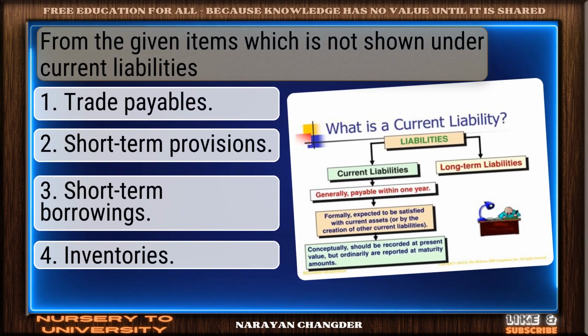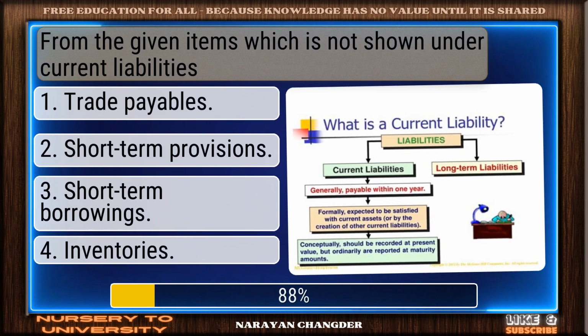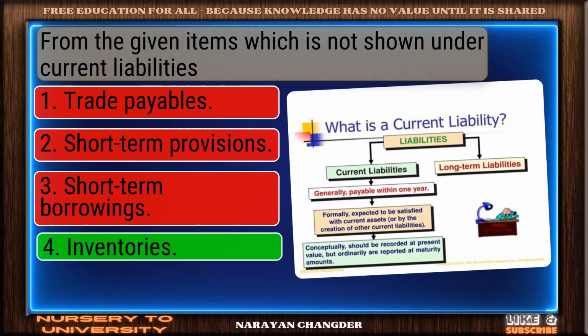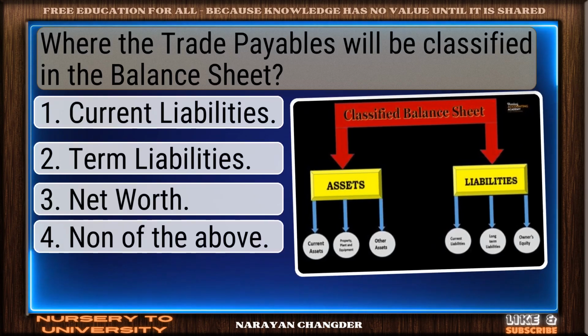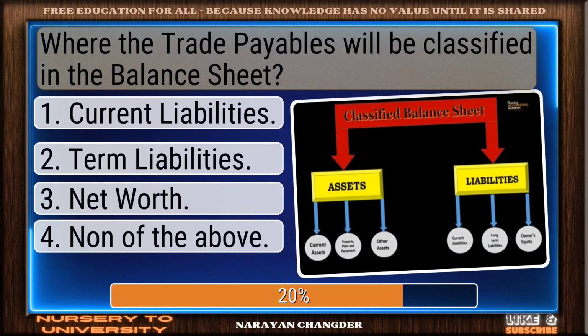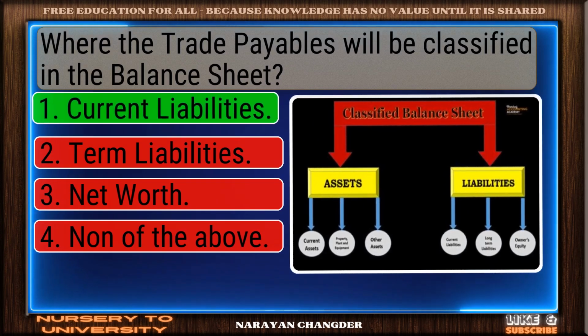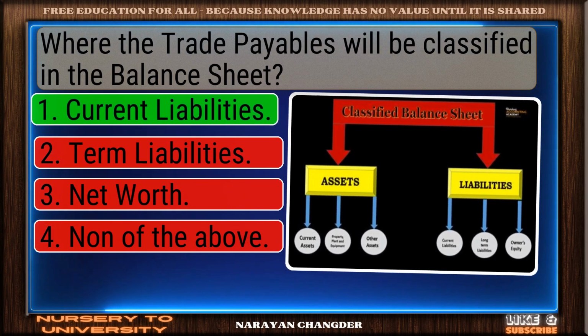From the given items which is not shown under current liabilities. Solid response. Inventories is a valid choice, where the trade payables will be classified in the balance sheet. Strong choice. Current liabilities is the right answer.